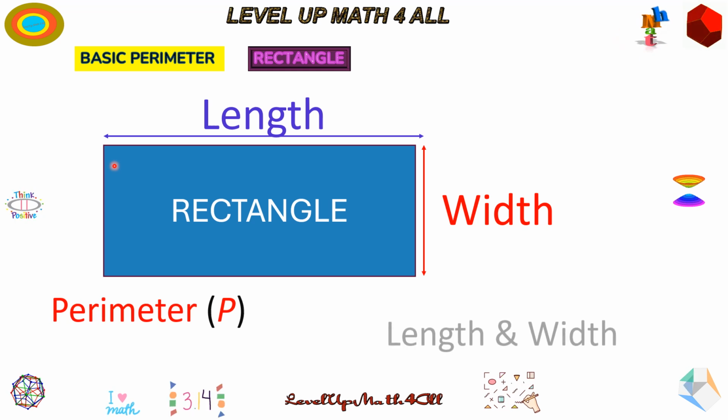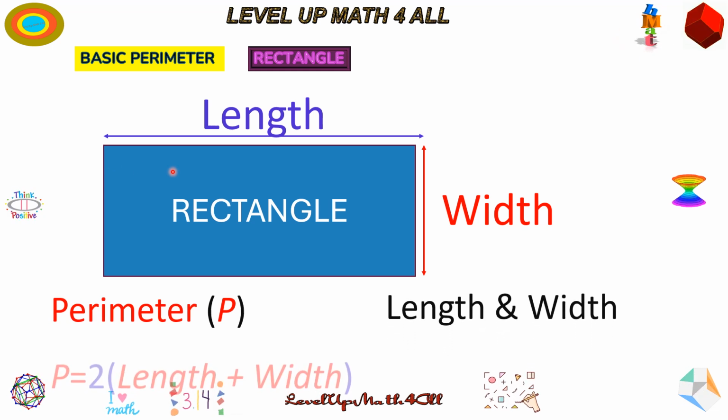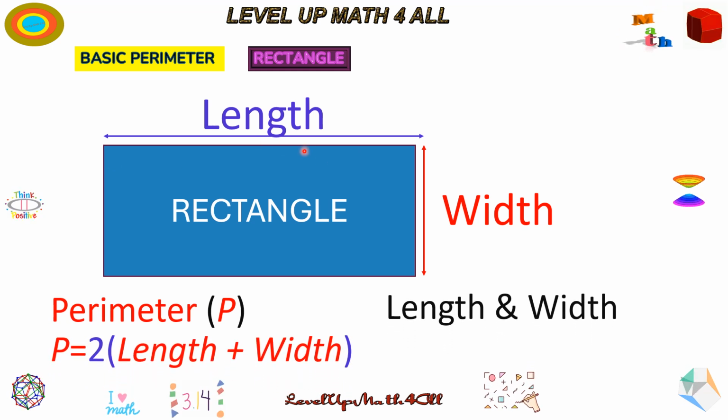Here is the rectangle. The longest side of the rectangle, we call it the length. The shortest side of the rectangle, we call it the width. So to find the perimeter of a rectangle, we have to make sure that we have 2 times length plus width. That is the formula for P. In this case, the length of the rectangle, that is one side, is equivalent to the other side of the length.